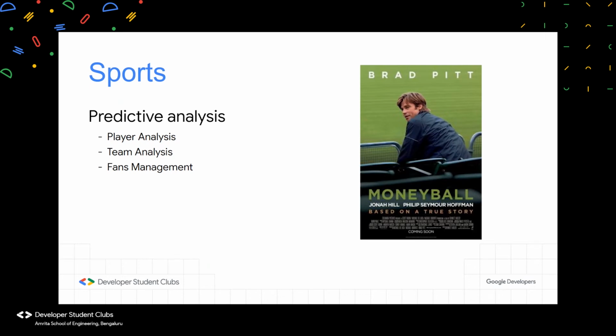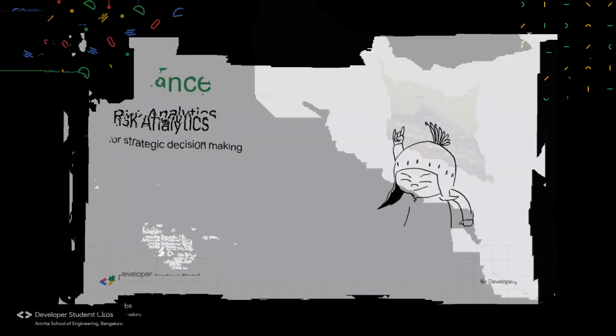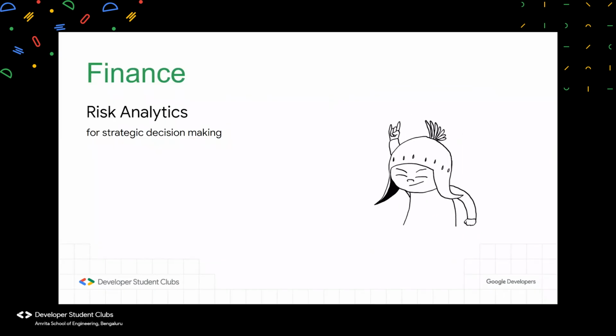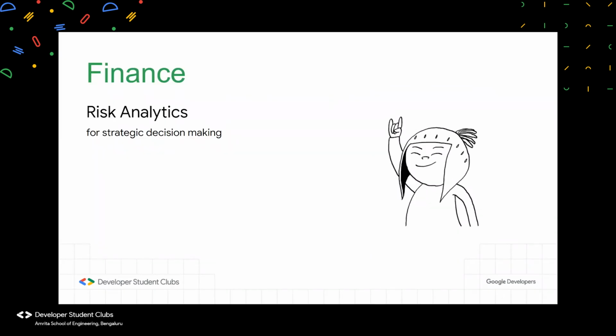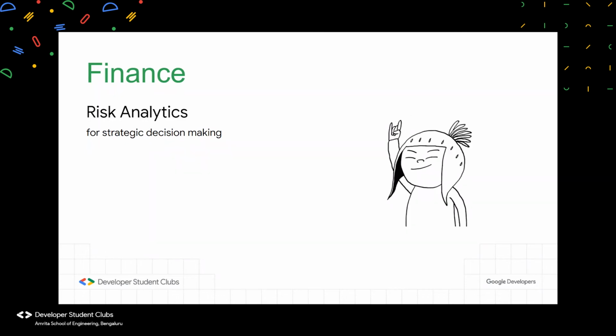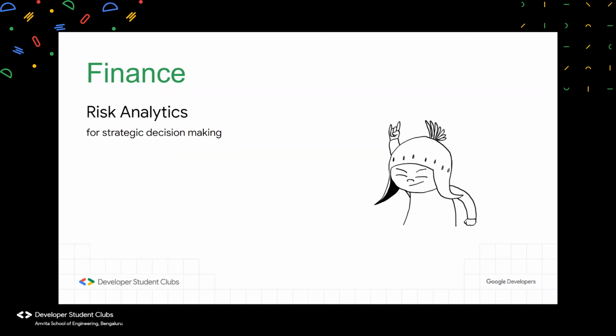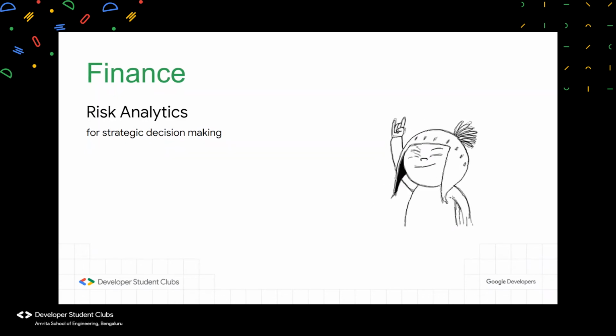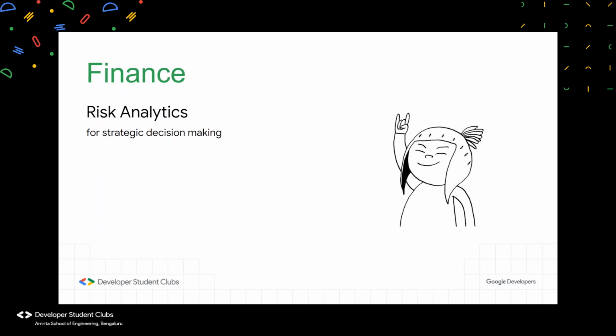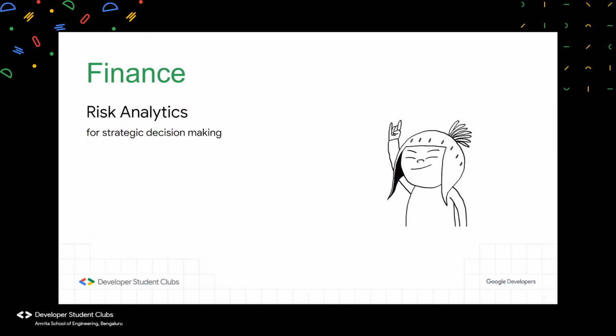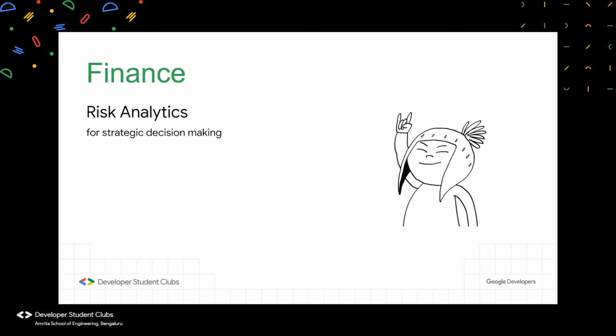Moving on to the next one, finance. So finance covers the aspect of risk analytics. Every company has some risk while doing business, and it's become essential to analyze the risk before taking any decision. Analyzing the threat has become crucial for large companies for their strategic decision making.